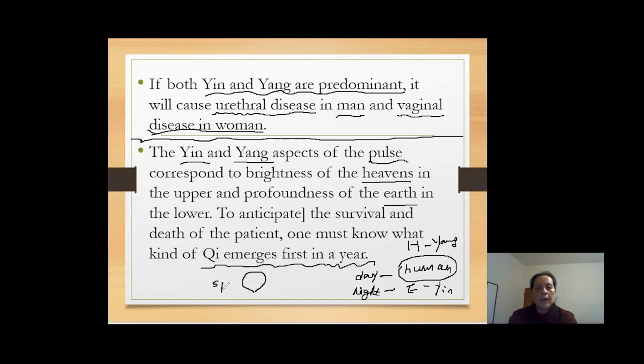Like the spring season is yang gradually getting stronger, and in the summer, that's the top of yang. Then the yang gradually gets less and yin comes in more. And then in the winter, it's more yin time. But a little bit of yang starts from winter gradually coming. So that's how yin yang changes over the year.